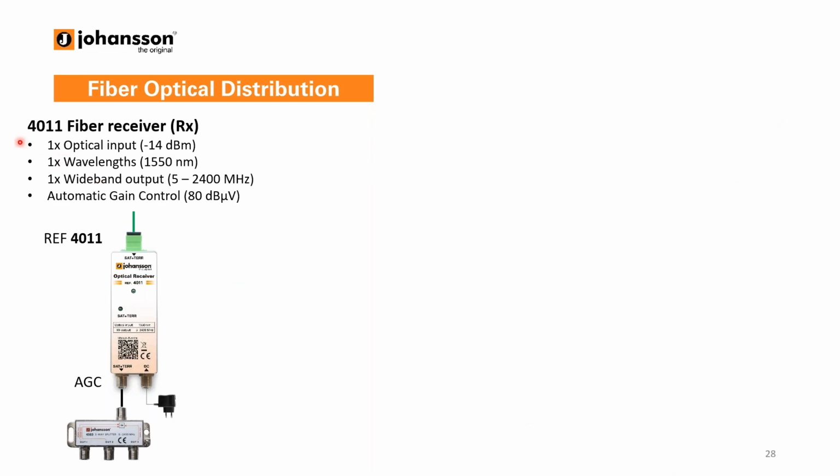On the other side, the receivers. So we have the 4011. This is a single optical input, only one wavelength. Does it support the 1550, and that it has a single RF output. So it's wideband or ultra wideband from 5 to 2400 megahertz. And as I mentioned before, all our optical receivers have automatic gain control, which is set at 80 dB microvolts. So from there, you can continue, for instance, the distribution using a single coax network.